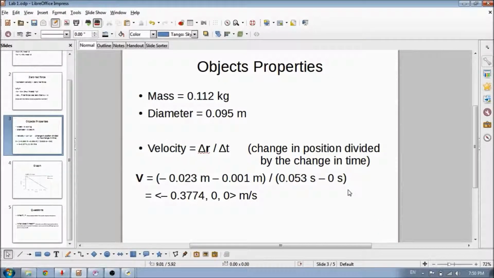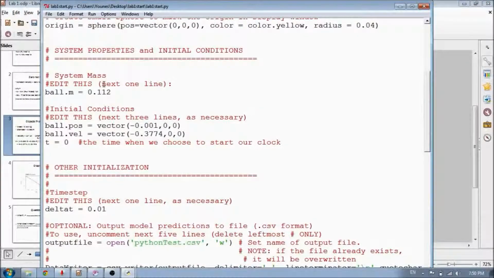After that, I inserted the new information into Python, as shown here. The initial conditions, which are the initial position and the initial velocity. The initial position is negative 0.001, and the initial velocity is negative 0.3774 meters per second. And of course, here it's meters, only meters. And the tape's mass is 0.112 kilograms, but the mass here doesn't matter because it's zero net force.